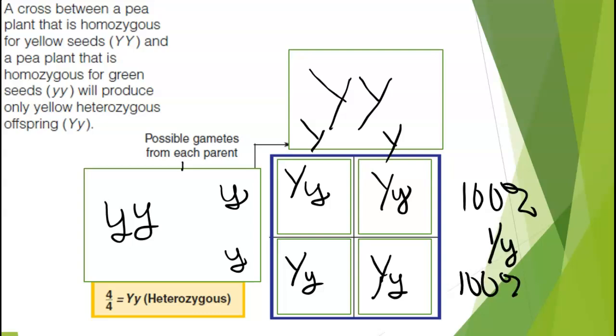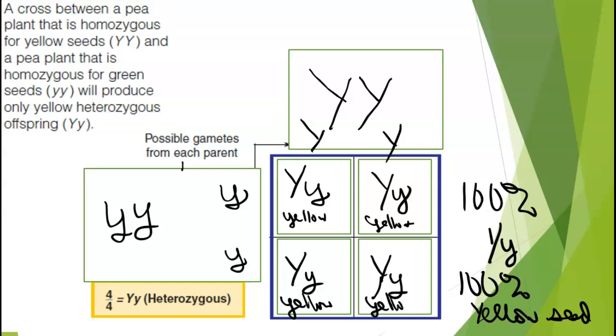Their phenotype will all be 100% yellow seeds. So you can see this would be a yellow phenotype, this would be a yellow phenotype, this would be a yellow phenotype, yellow phenotype. That's how you would figure out this is the beginning of a monohybrid cross. You wouldn't see the green until you get to the next generation.